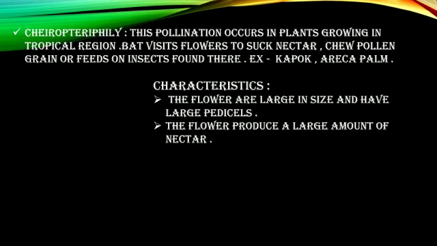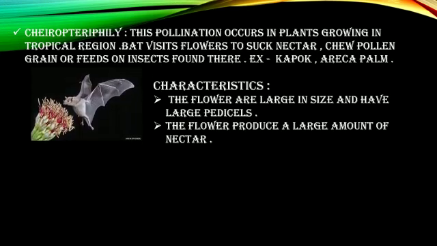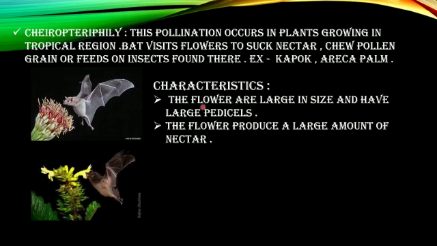The next type of pollination is pollination carried by bats, which is called chiropterophily. Mostly you find these plants in the tropical regions. Bats can suck the nectar, they can chew the pollen, they feed on insects found on these flowers. So these flowers are large, they have large pedicels, and they produce a large amount of nectar.